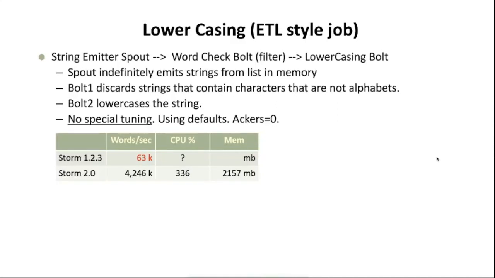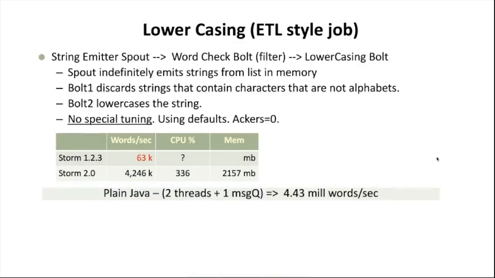With Storm 2.0, we got a much higher throughput again, 4 million something. Actually, Storm 1.2.3 could not handle this, because there's no back pressure model, so the problem I was discussing earlier kicked in, where the messages grow unbounded and the memory overflows.